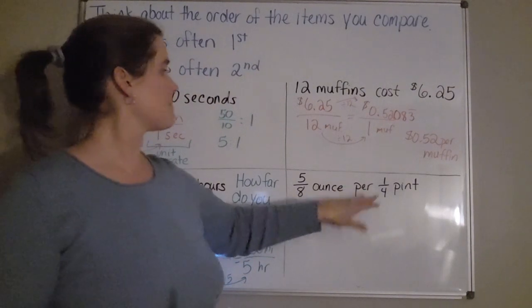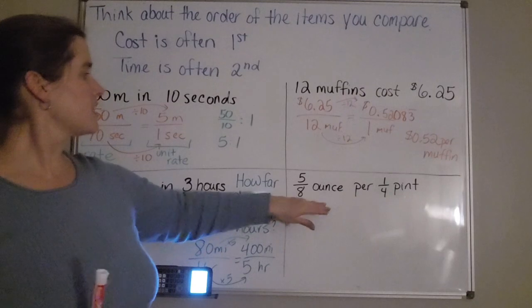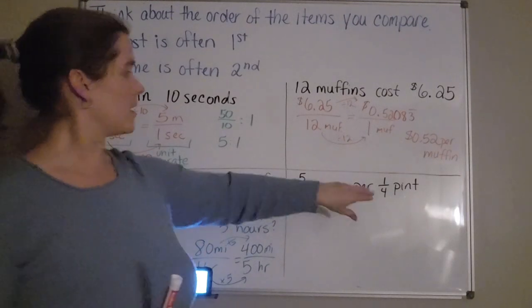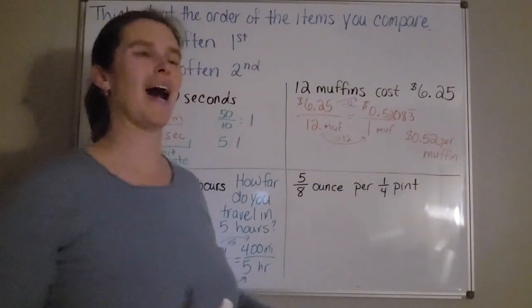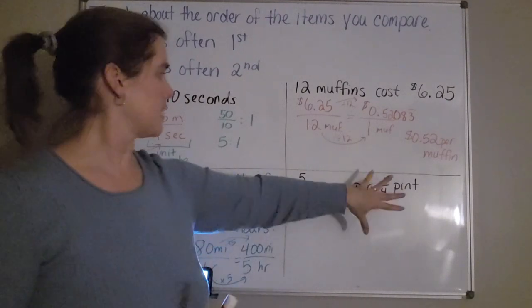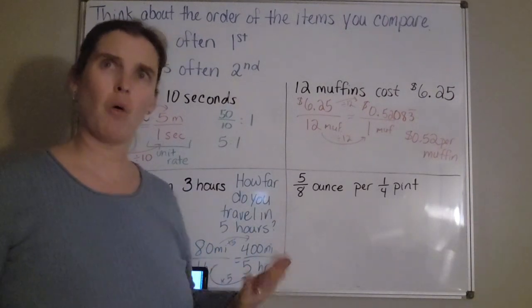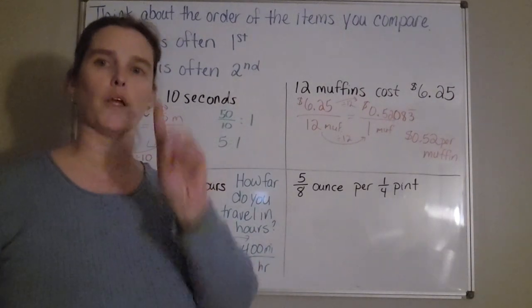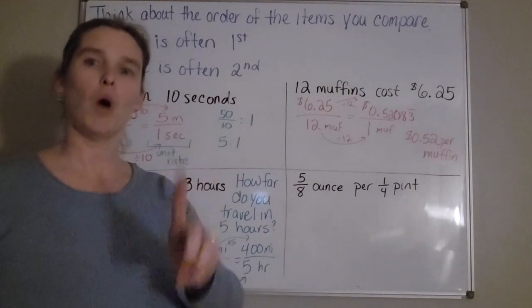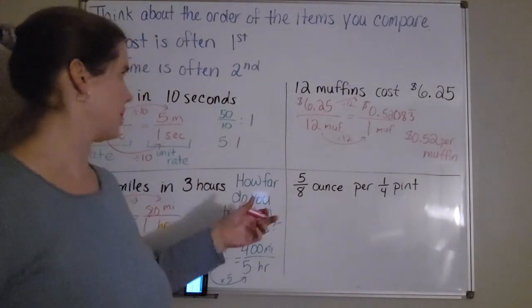5/8 of an ounce per 1/4 of a pint. This tells us we're going to do the ounces first because it's saying per 1/4 of a pint. So, first item, second item. But we want to figure out, okay, if we have 1/4 of a pint, how many ounces do you need for a whole pint? 1 pint, a unit rate. Unit implies 1.